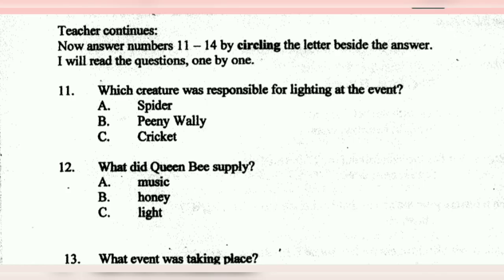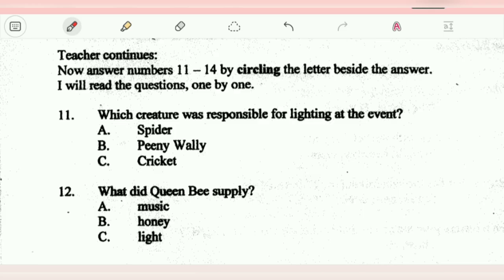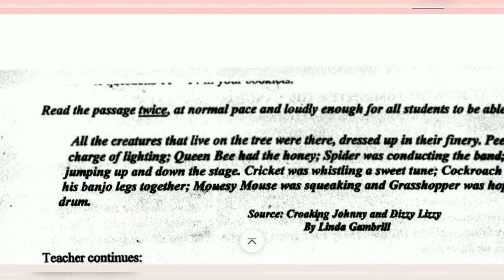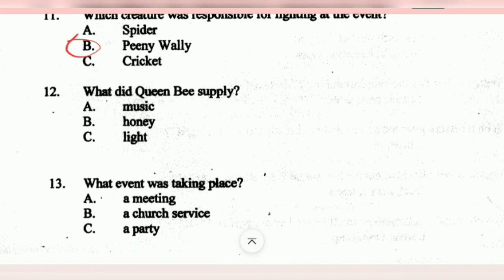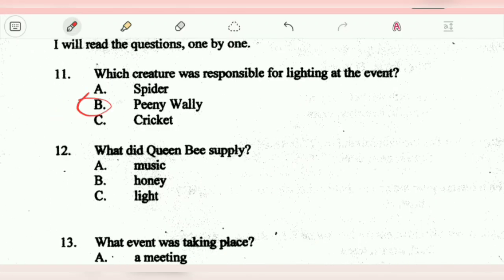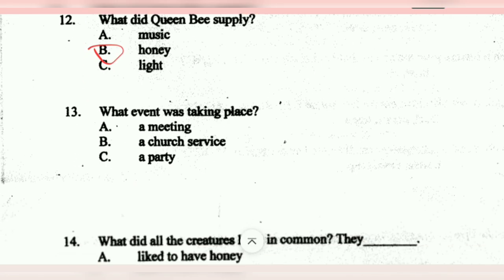Which creature was responsible for lighting at the event? And it's clear. Peeny Wally. But always remember to go back to your passage to confirm, right? So it says, let's go. Peeny Wally was in charge of lighting. Moving on. What did Queen Bee supply? Bee honey. But always remember to go back to your passage.